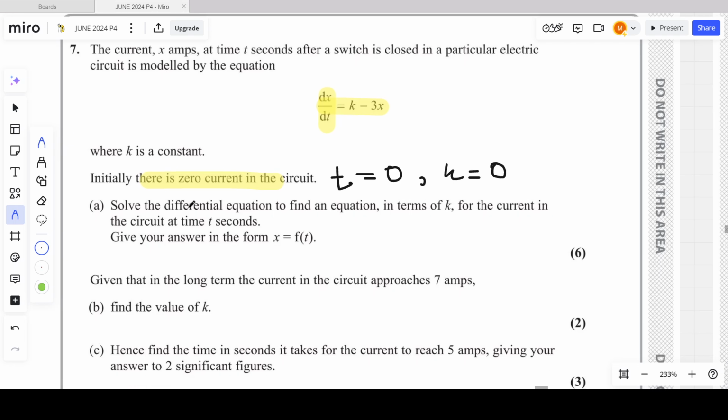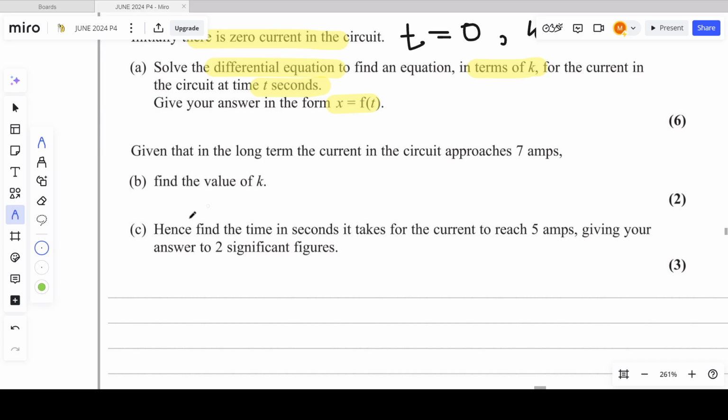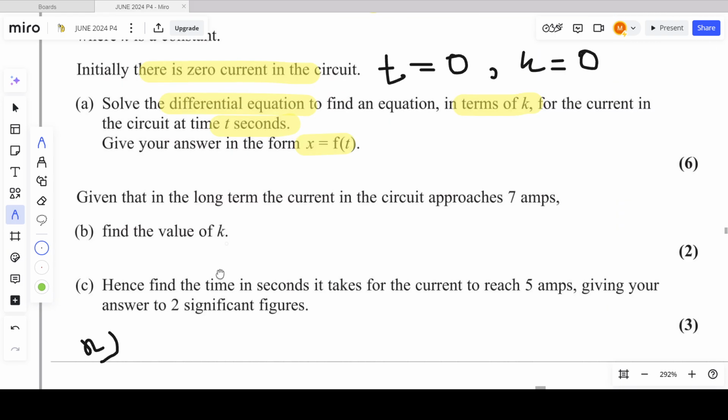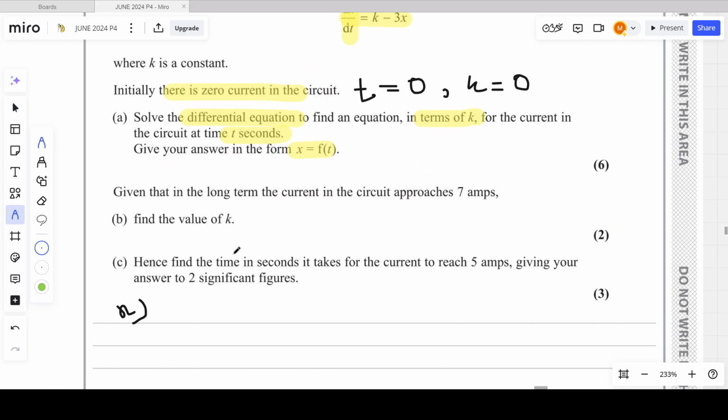Solve the differential equation. In part A they asked us to solve the differential equation to find an equation in terms of k for the current in the circuit at time t seconds. Give your answer in the form x equals f of t. So we have to solve this differential equation. Let's see part A. The equation is given as dx over dt equals k minus 3x.